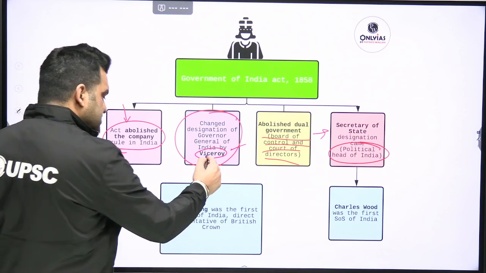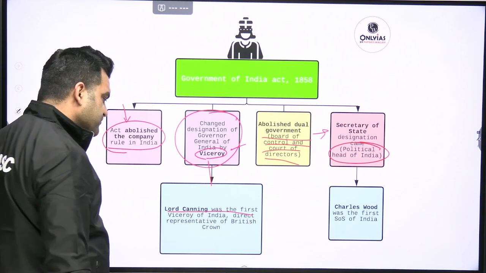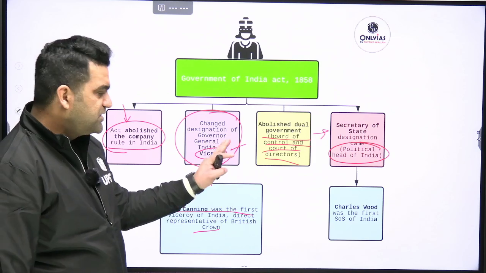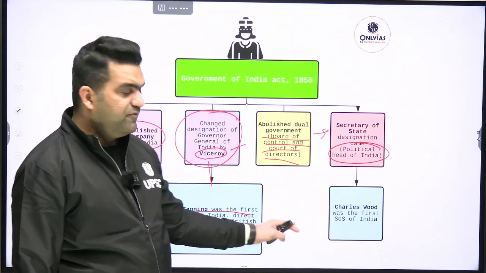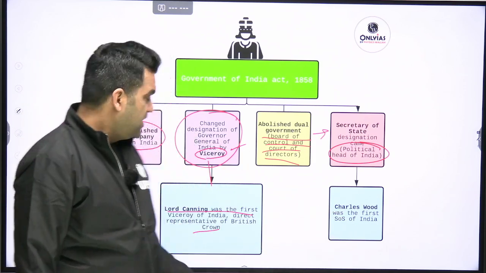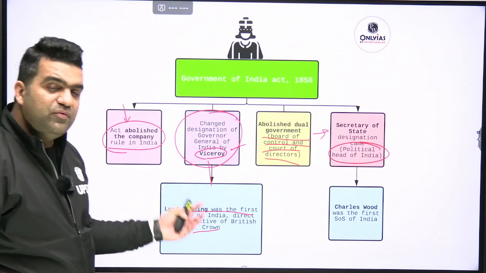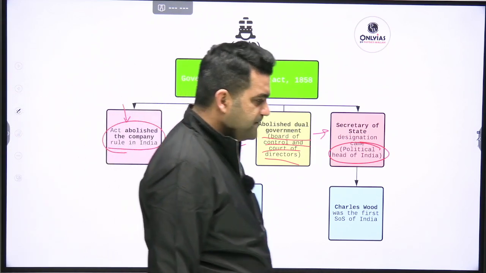Now, designation changed. Lord Canning was the first Viceroy of India, the direct representative of the British Crown. Charles Wood was the first Secretary of State for India. Okay, Lord Canning was the first Viceroy. The nomenclature changed from Governor General to Viceroy. All right.